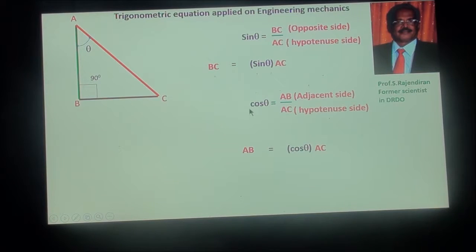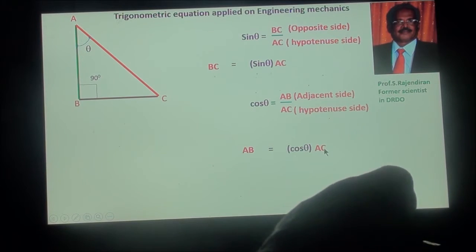Similarly, we know that cos theta equals adjacent side AB by hypotenuse AC. From that, if you want the adjacent side, you cross multiply these two. So AB equals cos theta into AC, where AC is the hypotenuse.